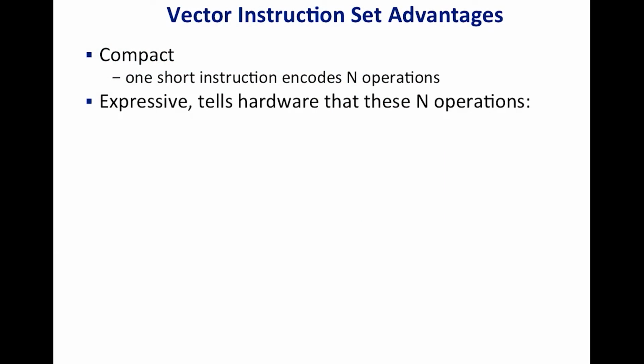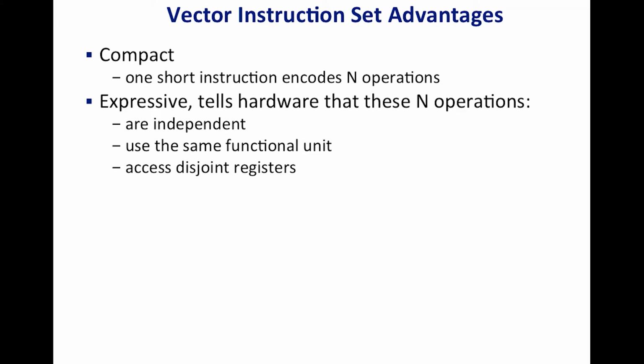Also, it's very expressive. When you use a vector instruction, you're telling the hardware that the n operations inside the vector instruction are all independent, so there can't be any hazards between all those operations in one vector. You're also telling the dispatch unit that all these operations use the same functional unit, so you don't have to ask whether this is an add, a multiply, or a load. You know they're all the same.